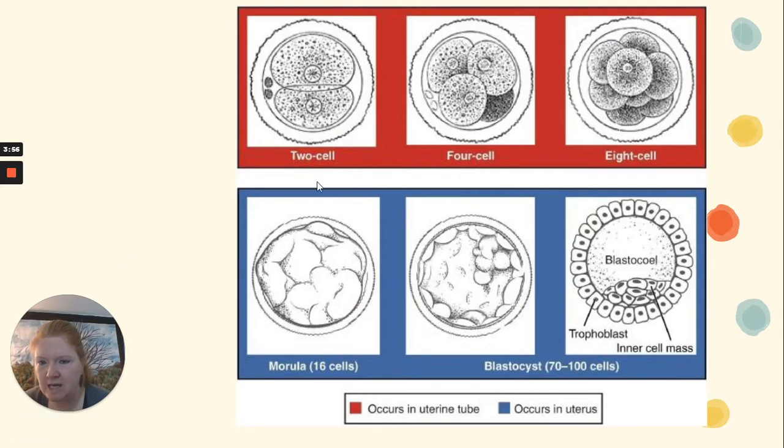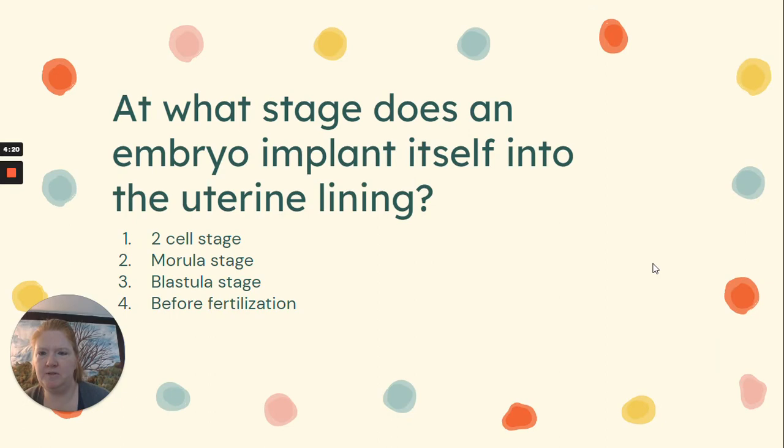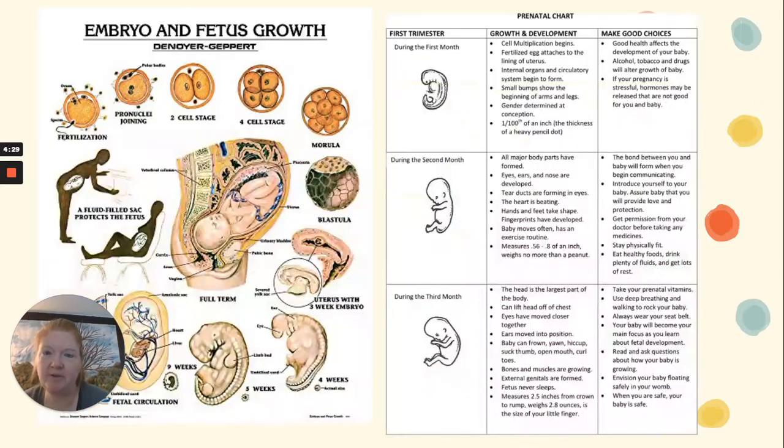So again, 2 cells, 4 cells, 8 cells, and you can see it is a ball of cells, okay? But now at this blastocyst, you see it becomes a hollow ball of cells with this inner cell mass, okay? The outer cells contribute to forming the placenta, and the inner cells become the developing embryo and fetus. So at what stage does an embryo implant into the uterine lining? Do you remember? It's the blastula. It's that hollow ball of cells.